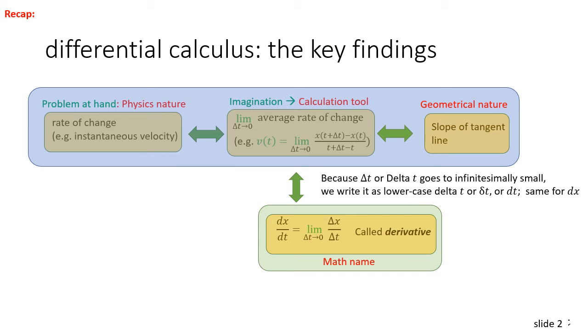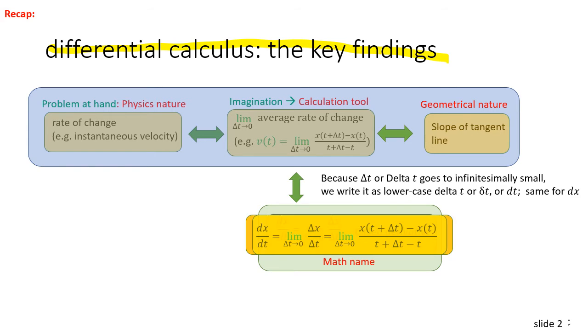So let's review our key findings of differential calculus, also known as calculus about derivatives. We know that in physics terms, the derivative is the rate of change. And we also know that the geometric meaning of a derivative is the slope of the line at a specific point. The derivative, rate of change, and the slope of the line, all of these are just different names for the same concept.